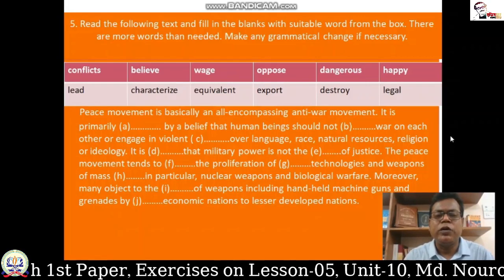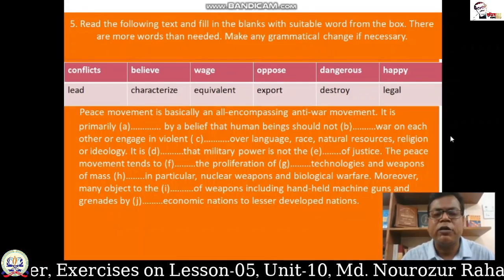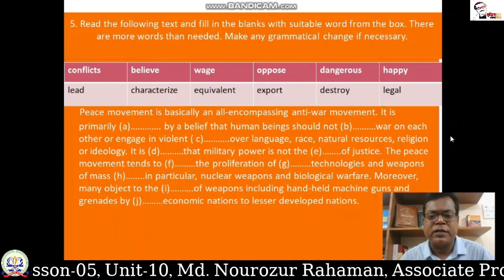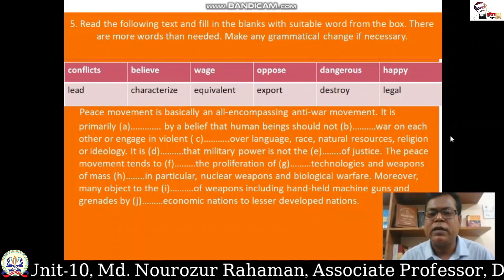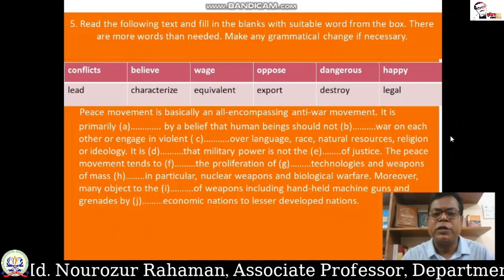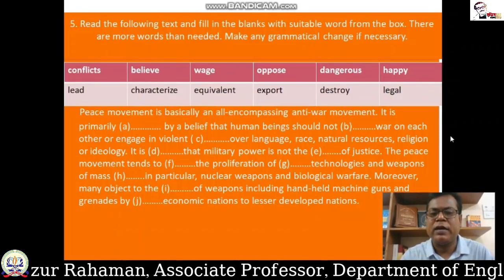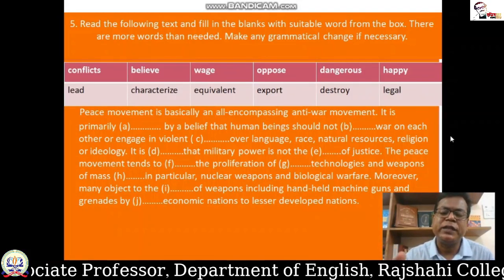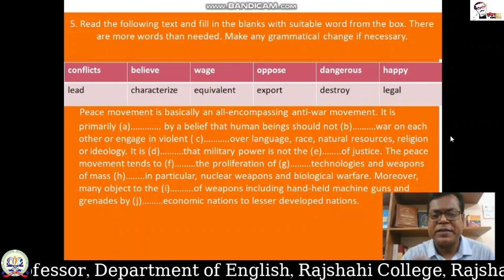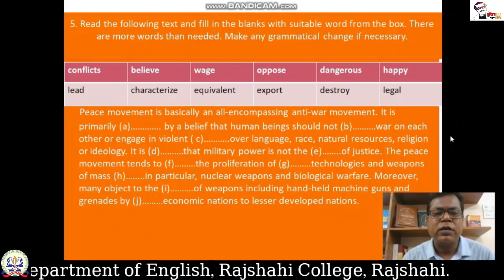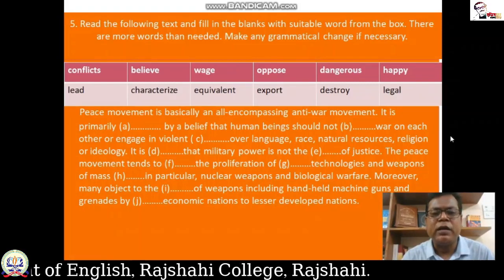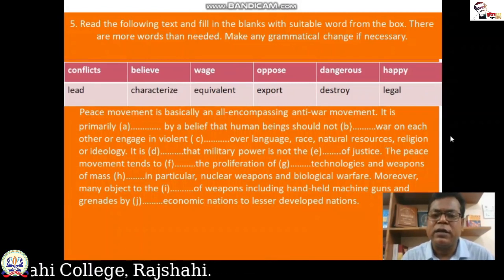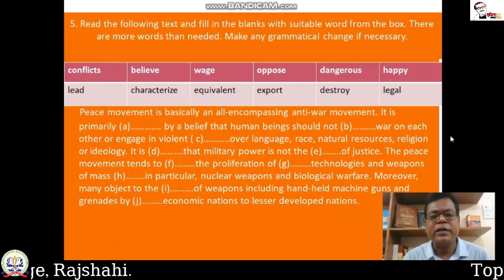We know that the rich countries or leading economic countries usually export weapons of mass destruction to the poor countries. And you are students of HSC, so you are old enough to understand what is happening in the whole world. You know that the rich countries are exporting weapons of mass destruction to the poor countries. So, moreover, many object to the export of weapons. So export will be the correct answer for gap I, including handheld machine guns and grenades by which countries?